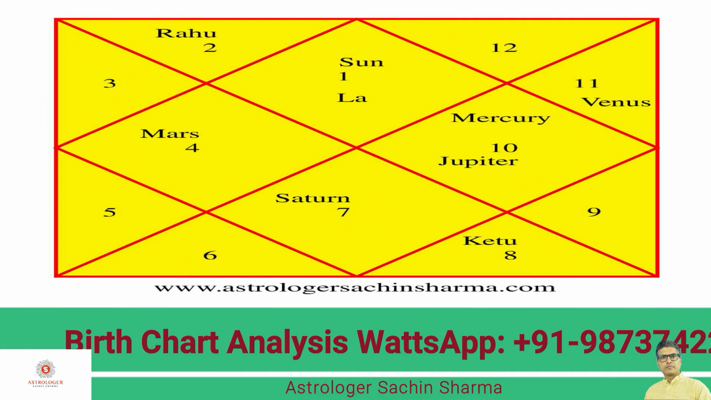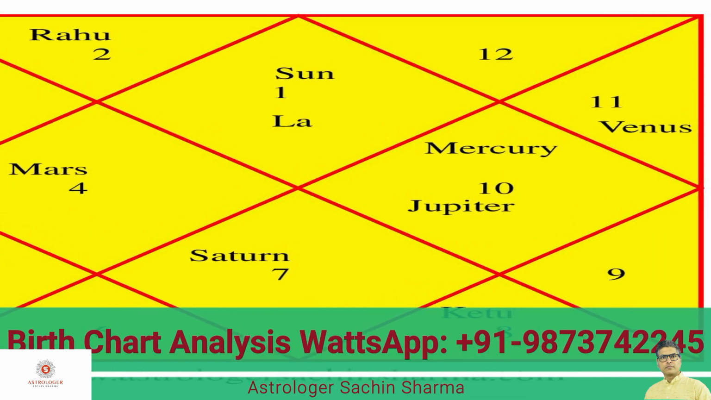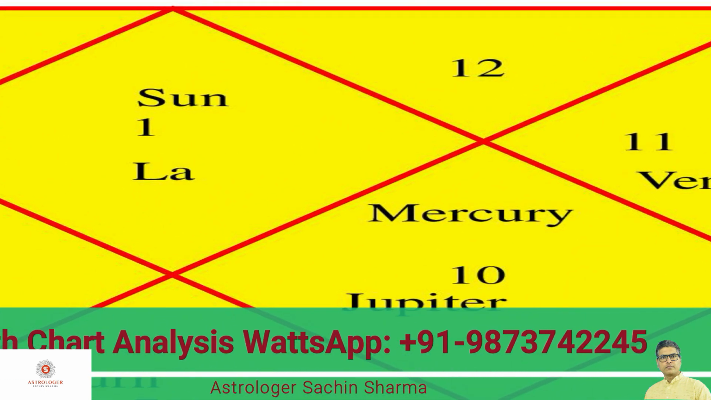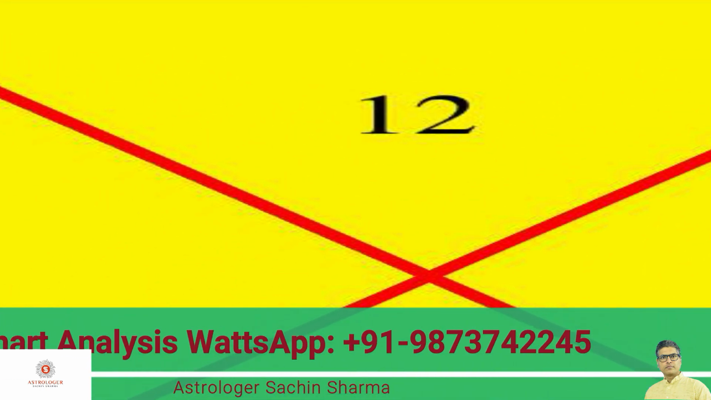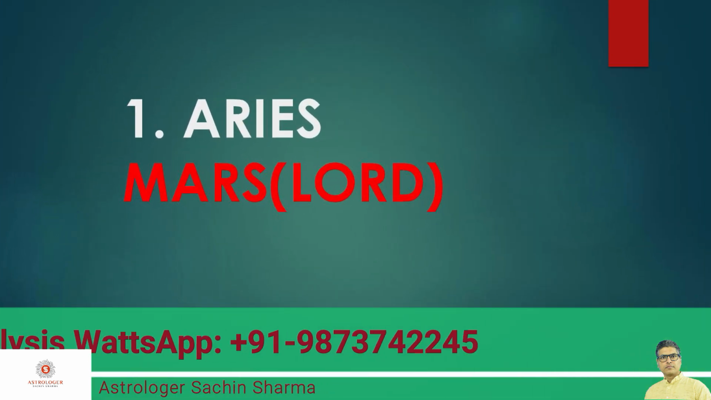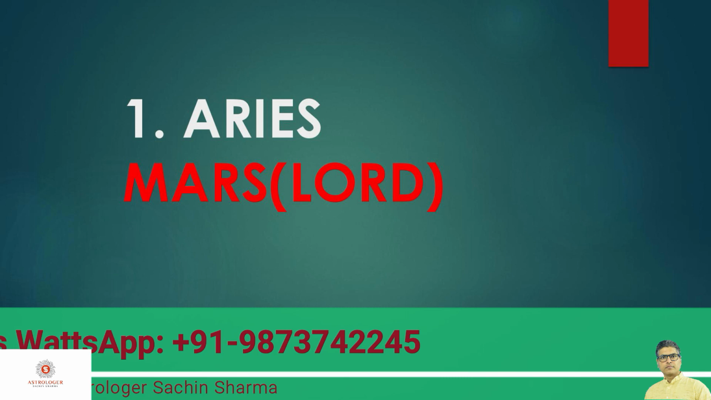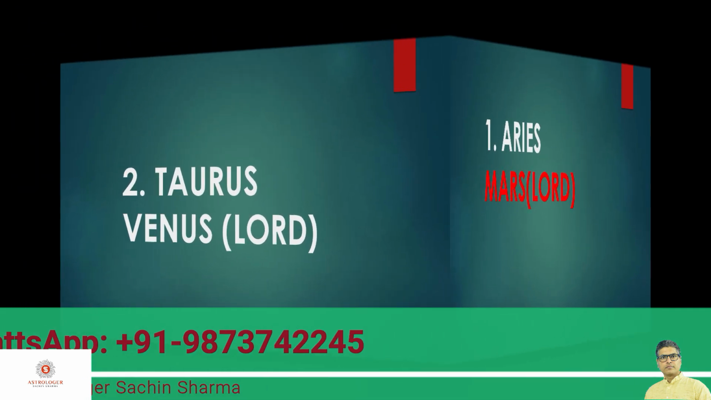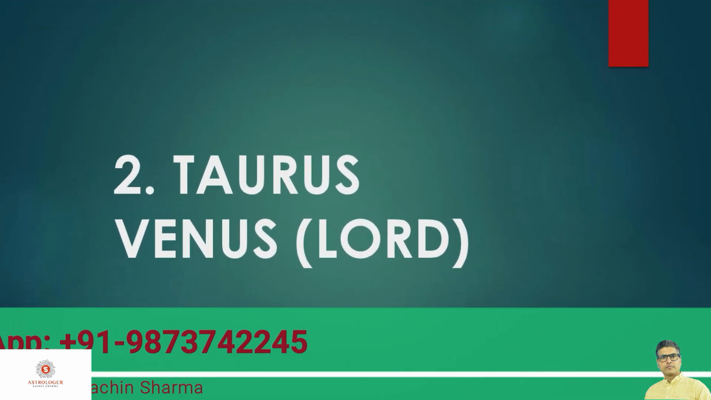Here in the 12th house, number 12 is written, and hence we can say the Lord of the 12th house here is Jupiter. So let's do a quick recap on this. If number 1 is written, that means the Lord of that house is Mars. If number 2 is written, that means the Lord of that house is Venus.